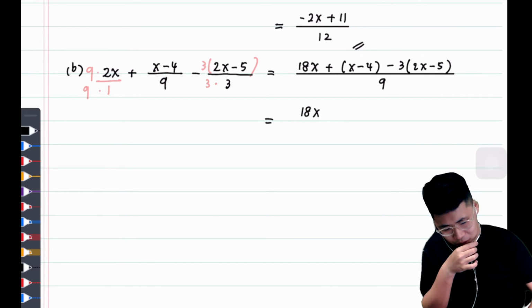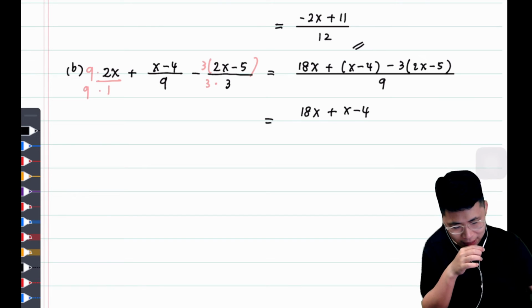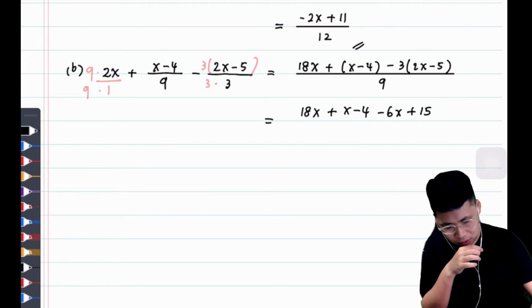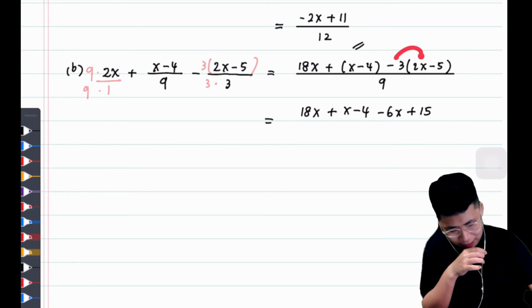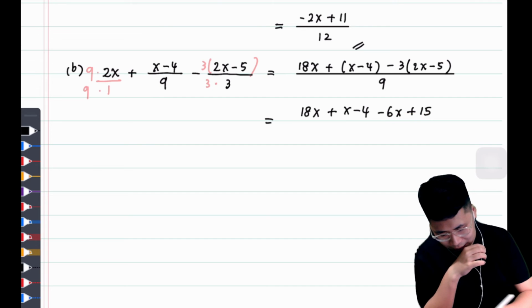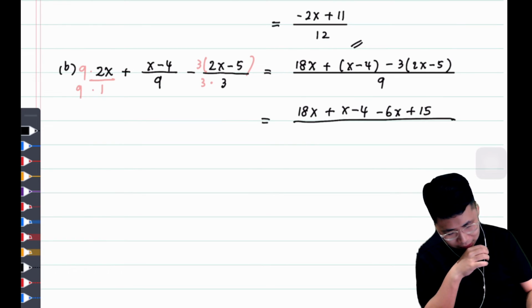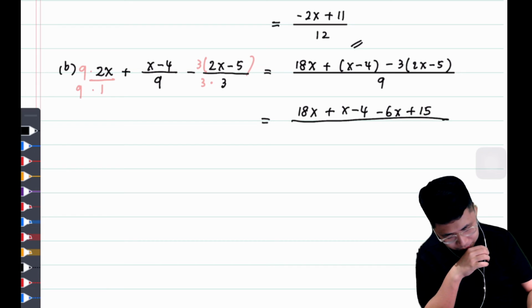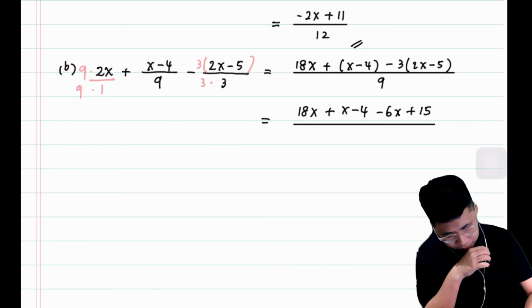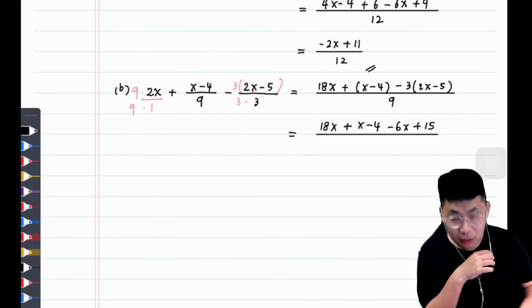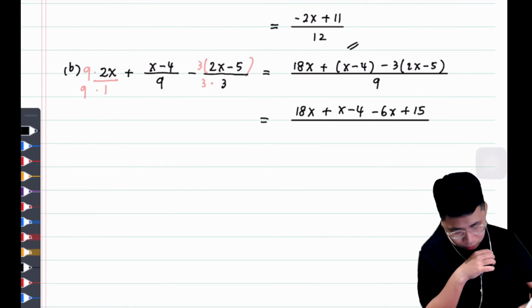So let us do this. We have 18x plus x minus 4. So -3 times 2x, -3 times 5. Don't forget the negative. Alright, so with this one over here, we have the whole thing divided by 9. Like this. Okay, so with this one over here, now whole thing over 9.